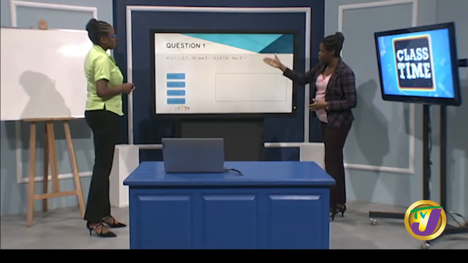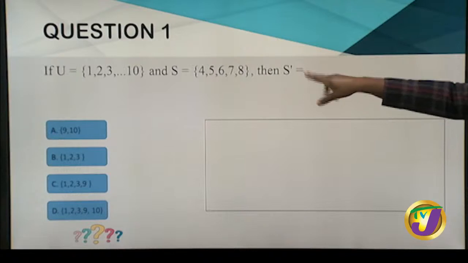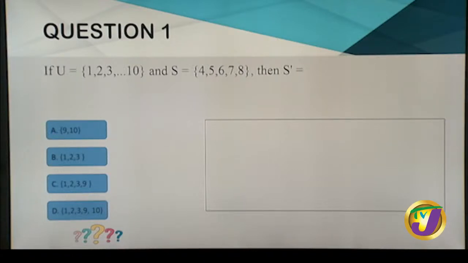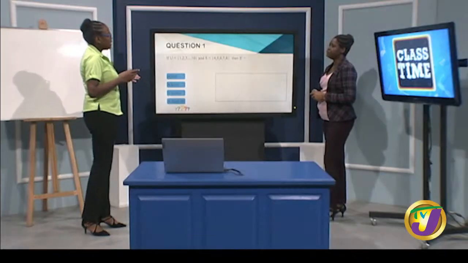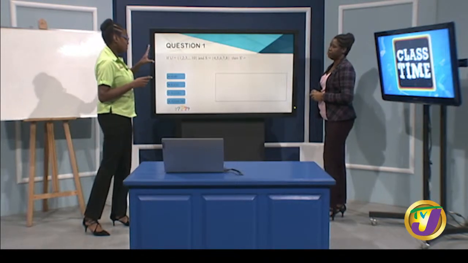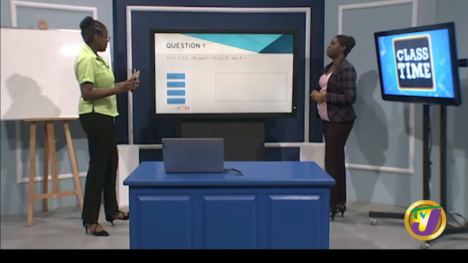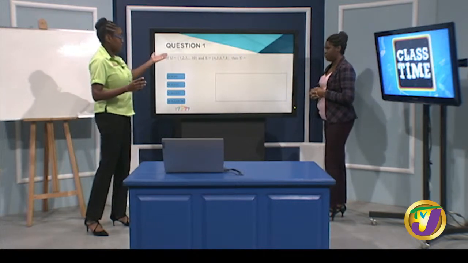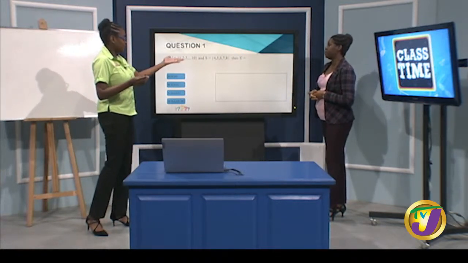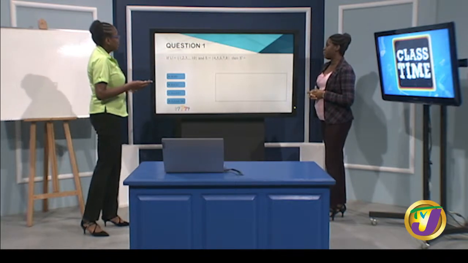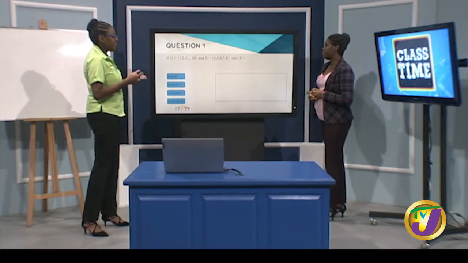Because these numbers 4, 5, 6, 7, 8 are a part of the universal set. So basically, I'm going to be looking at set S. I'm looking firstly at my universal set, so the entire thing. I know I'm looking at the counting numbers from 1 to 10. And I'm looking at set S, which has 4, 5, 6, 7, 8.